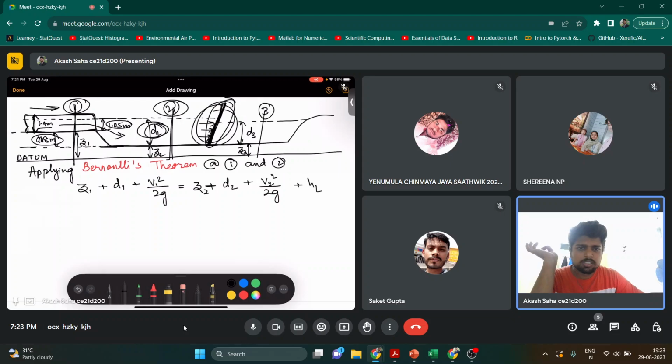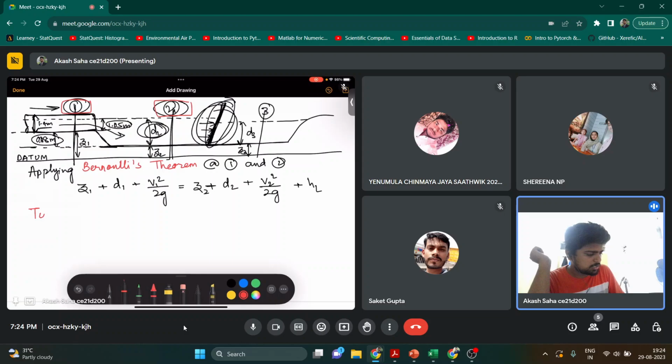I will give a brief introduction to this theorem. As per this theorem, if we take any 2 points in a system, like in this I have taken point 1 and point 2, the total energy will be conserved. Here we are taking energy in terms of head, whether it is potential head, velocity head or datum head. It will be conserved at any point 1 and 2.